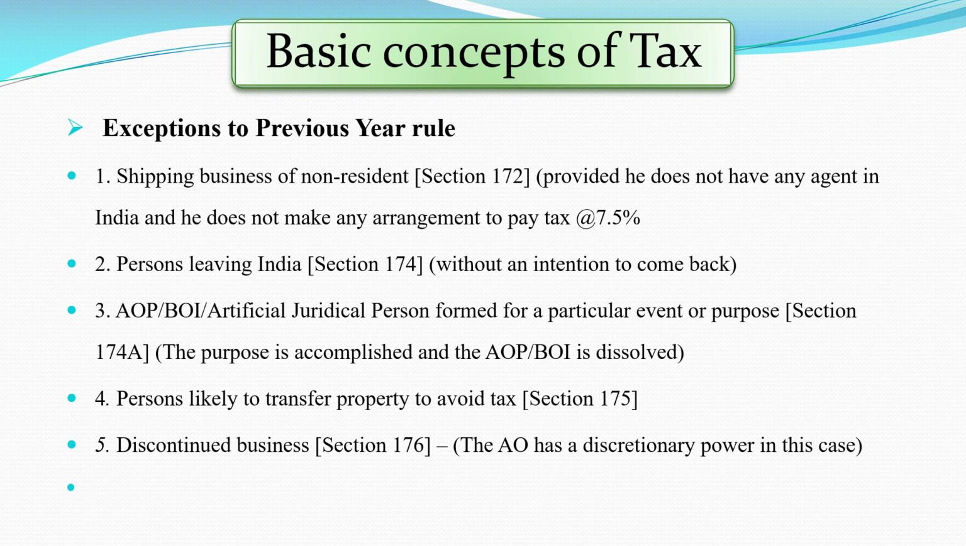These cases are when the person is running a shipping business and the person is a non-resident. So under Section 172 of the Income Tax Act, for the income earned by the person through the shipping business, that person must be a non-resident. Then in that case, we will calculate the tax at the rate of 7.5% of the income earned from this business.